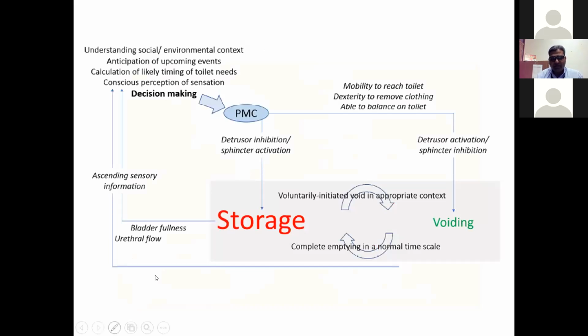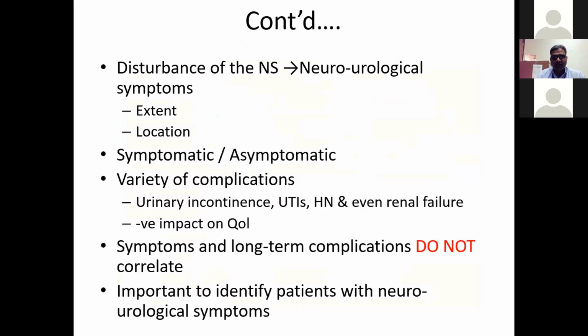This is basically about the switching between the storage and the voiding function of the bladder, with the role of the cortex and the pontine micturition center that Dr. Ahmed has already covered. Disturbances in the nervous system lead to neurourological symptoms depending upon the extent of the lesion as well as its location. Patients with neurourological conditions can be symptomatic or asymptomatic and can develop a variety of complications, including urinary incontinence, recurrent UTIs, hydronephrosis, and eventually even renal failure.